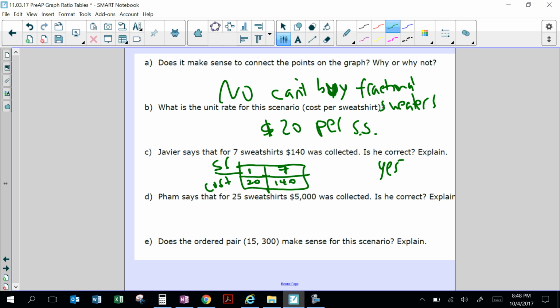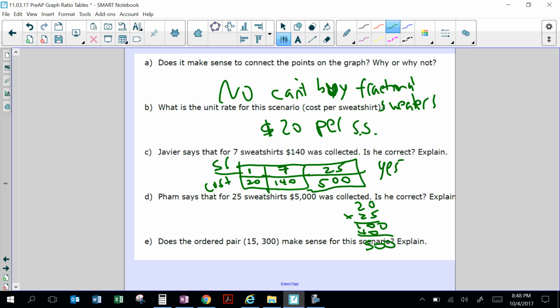Fam says that 25 sweatshirts would cost $5,000. Is he correct? Well, let's look at this. What's the relationship between one sweatshirt to 25 sweatshirts? Times 25. 20 times 25 is $500. That doesn't make sense.